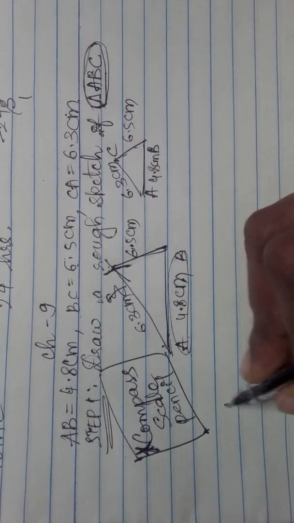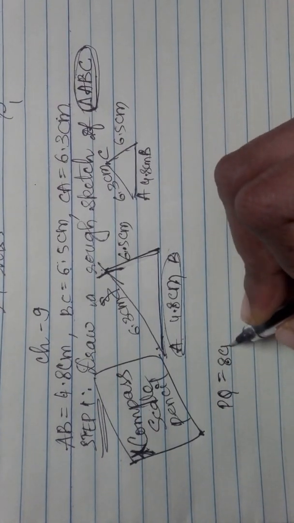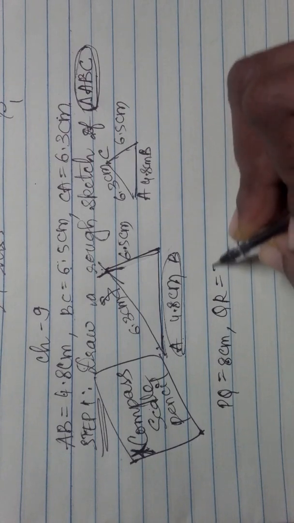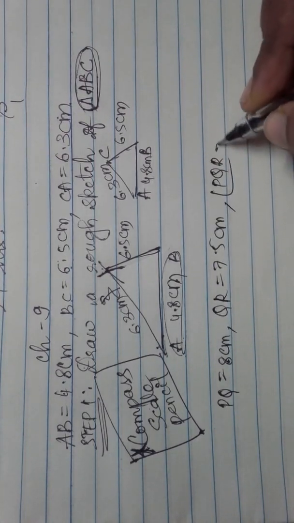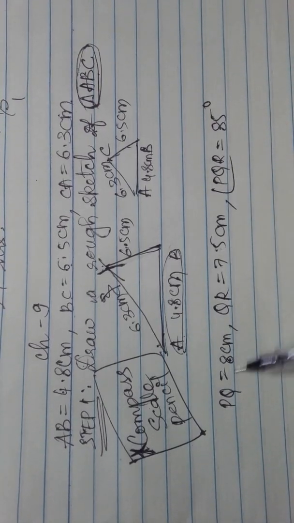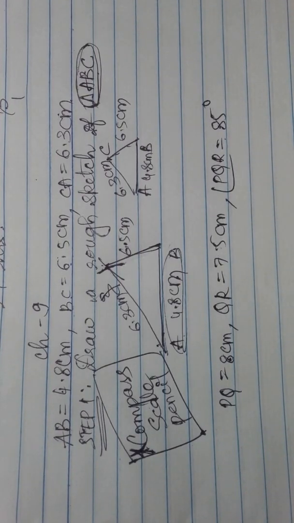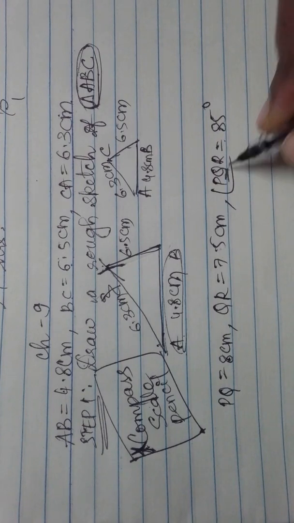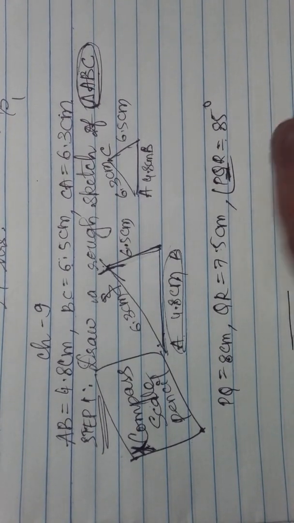Understood? So now let us see how you are going to construct when PQ is given as 8 centimeters, QR is given as 7.5 centimeters, and angle PQR is equal to 85 degrees. So here you can see that when 2 sides and 1 angle are given, how do we draw it? Here angle Q is given. So draw the rough sketch.